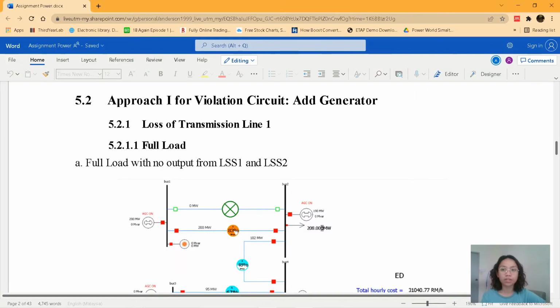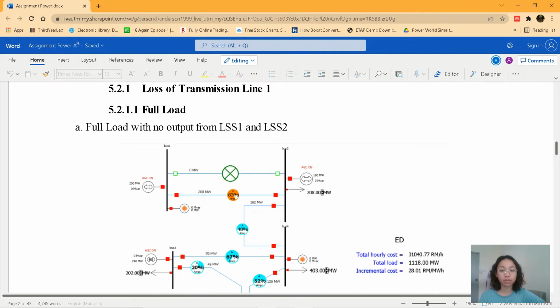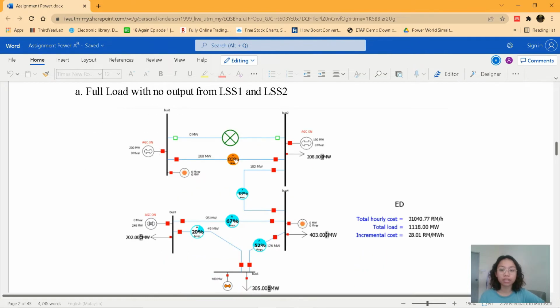Hello, good day. I am Shoshana, and today I'm going to present 5.2 approach 1 for variation circuit, and the method is by adding a generator. I'll only be focusing on loss of transmission line 1, and I'll start with full load. So the parameters are: the loads are full load, one generator is added at bus 5, and transmission line 1 is being opened.